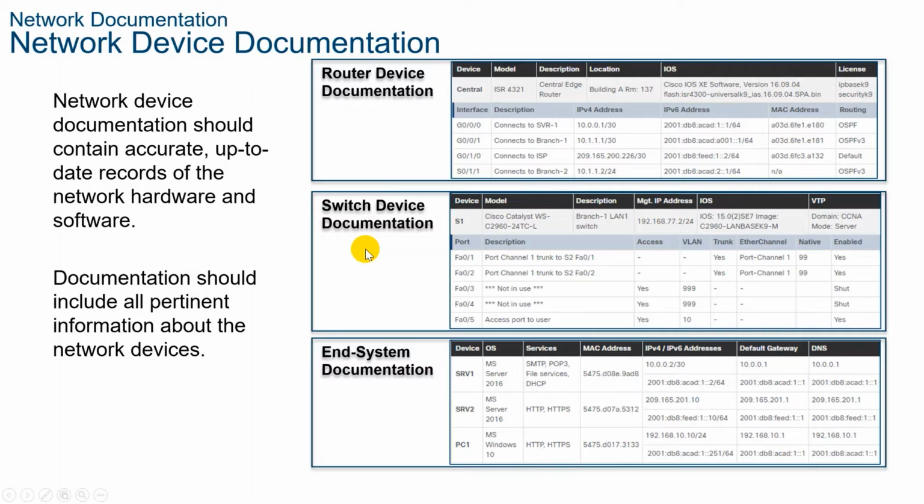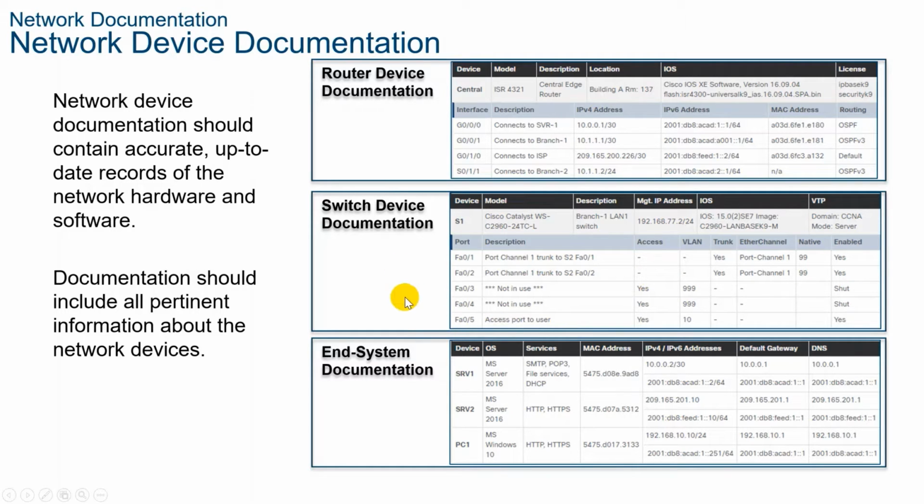Next, you'll have the LAN switch device documentation. This table displays sample device documentation for a switch, similar to that of the router. This includes port description, access VLAN, trunk if it is a trunk, EtherChannel, native VLAN, and whether it is enabled or not, so yes or shut down.